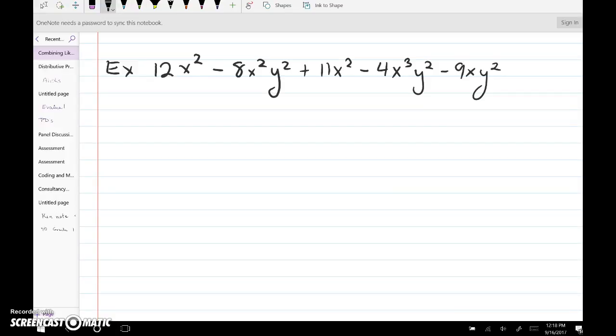First thing we're going to do is find like terms. I have 12x squared. I'm going to box it in red. And let's see, do I have any more x squareds? Well, here's an x squared, but there's a y squared, so that's not the same. Ah, here we go, 11x squared. Anything else x squared? Nope, that's it. Oh, you know what I should do? I should keep that plus in with that 11x squared. So let's take care of this first. 12x squared plus 11x squared is 23x squared.